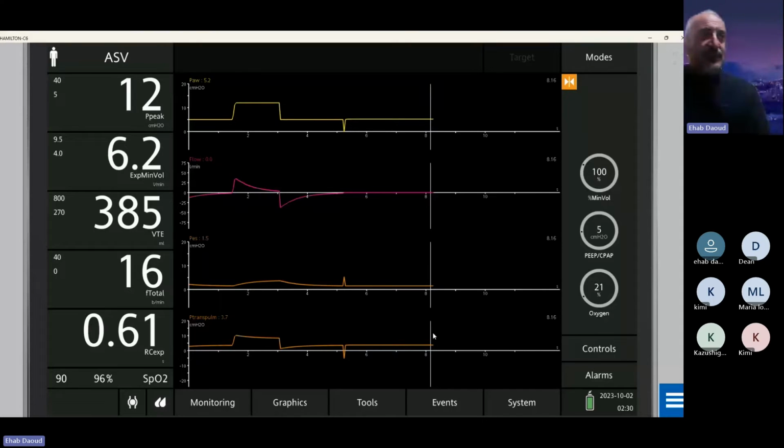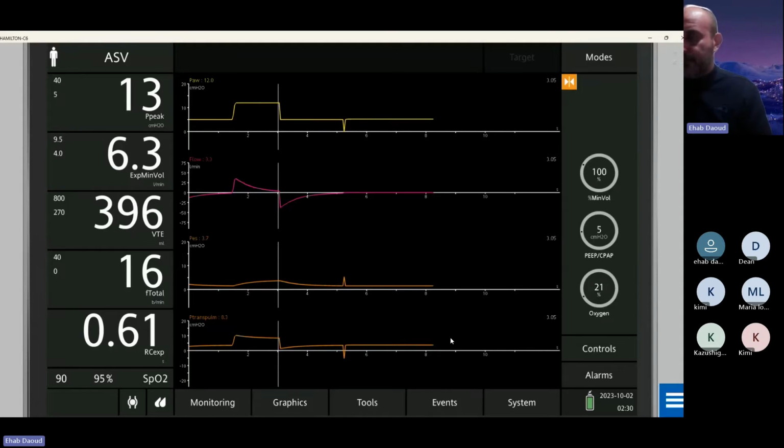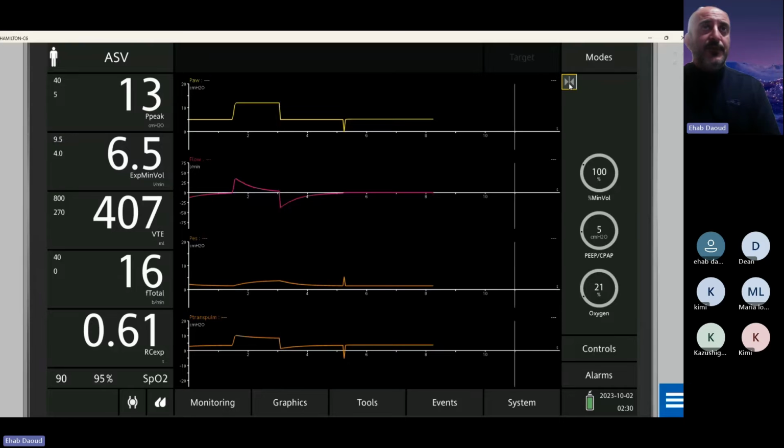So the lung compliance would be the tidal volume, again the 400, divided by the transpulmonary driving pressure, which is 8.3 minus 3.5, I can't remember. So 400 over 5 or something, that would be 80. I hope this was okay.